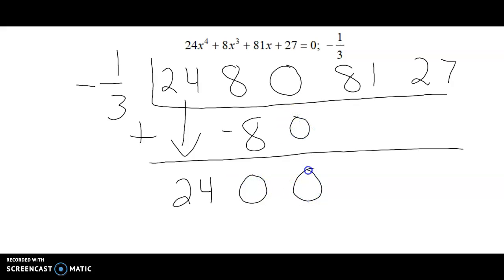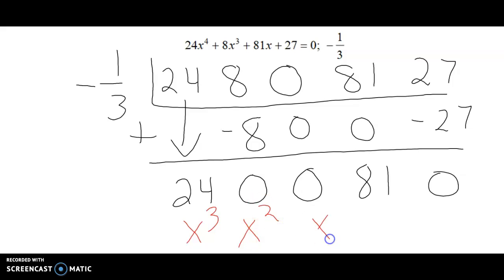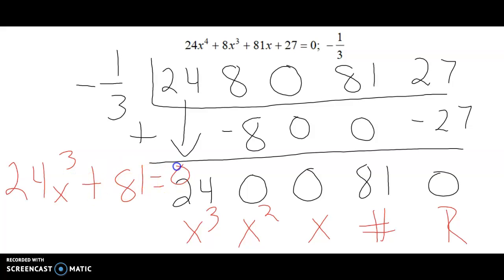0, 0. Get a bunch of zeros sometimes. Most of the time, I don't know, it's 50-50. Sometimes you will, sometimes you won't, but don't expect to see a bunch of zeros every single time. That's negative 27, 0. Started with x to the fourth. So that means that this is x cubed, x squared, x, coefficient, and then the remainder. So my equation is going to be 24x cubed plus 81 equals 0. Boom. Okay, hopefully that helped.